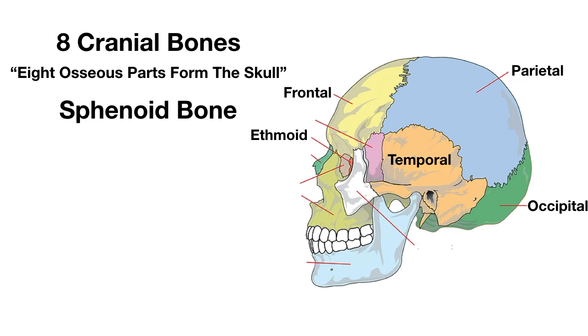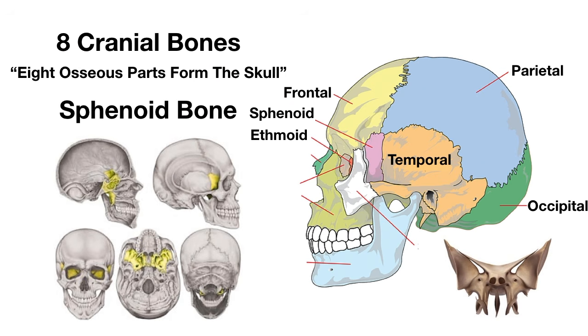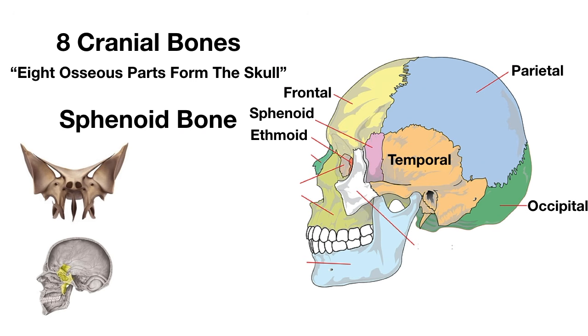The final cranial bone is the sphenoid bone, and it's shown in pink on the image. It's actually the only cranial bone that articulates with all the other cranial bones. You can't really appreciate it on the side view, but it's almost shaped like a butterfly, as you can see on the bottom right-hand corner of your screen. I've got a few other images of the skull that highlight the sphenoid bone in yellow so you can appreciate the shape. Here are a couple more images of the sphenoid bone.